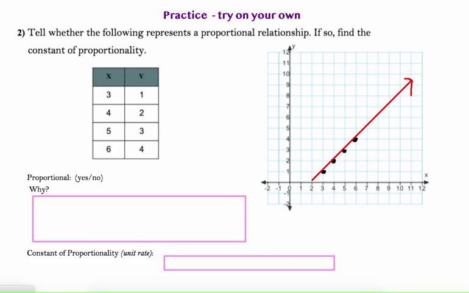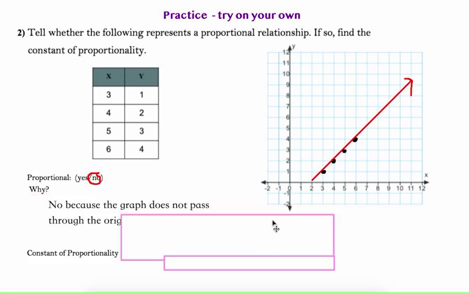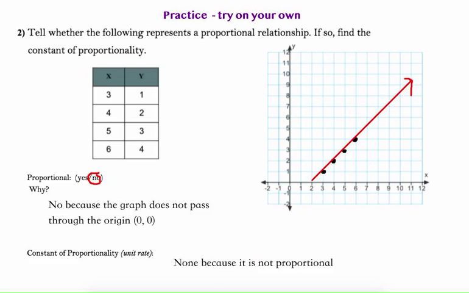So looking at this graph, is this proportional? No, it's not proportional. Why? Because the graph is straight, but it does not go through the origin. So again, it's not proportional because the graph does not pass through the origin. And if this is not proportional, does it have a constant of proportionality? Nope, there is no constant of proportionality because this relationship is not proportional.